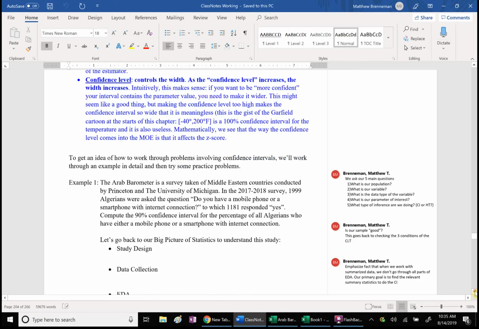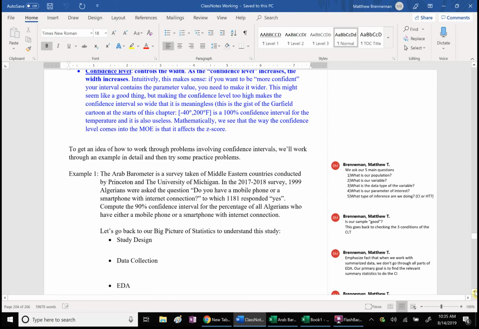This is an actual survey that's done by some major universities of Middle Eastern countries. It's called the Arab Barometer. It's done every 4 years or so. In this particular question, we're looking at the respondents from the country of Algeria. We're told that 1,999 Algerians were asked the question, do you have a mobile phone or smartphone with internet connection? To which 1,181 responded yes.